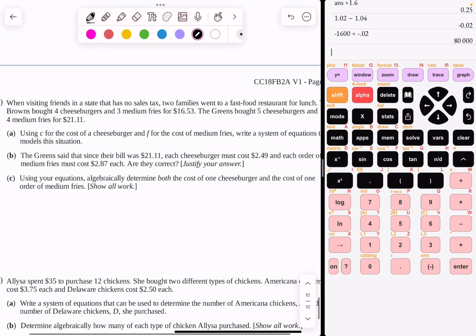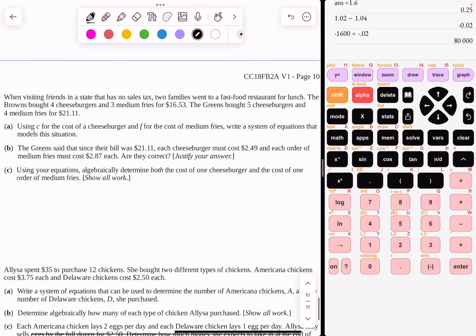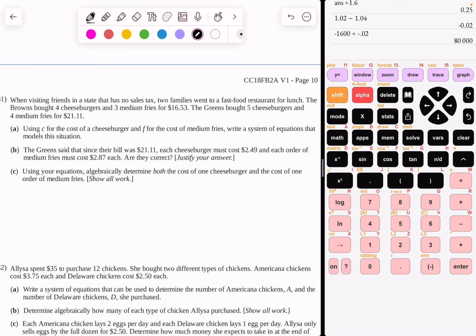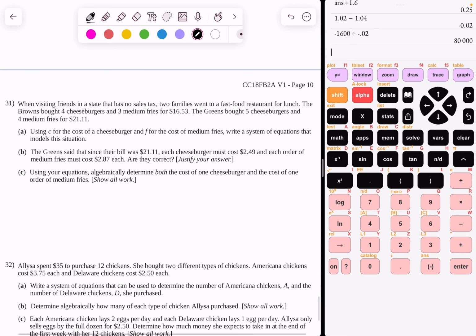When visiting friends in a state that has no sales tax, 2 friends went to a fast food restaurant for lunch. The Browns bought 4 cheeseburgers and 3 medium fries for $16.53. They told me to use C for cheeseburgers. The Greens bought 5 cheeseburgers and 4 medium fries for $21.11. Good. That is how you write the equations. Nobody should get that wrong.